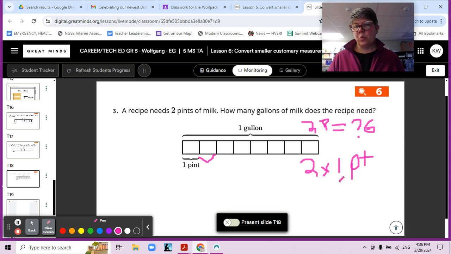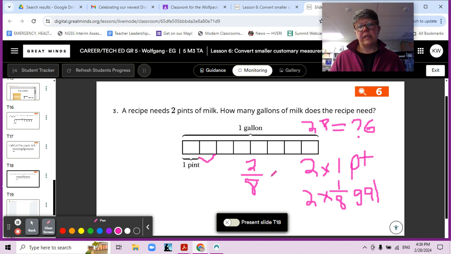1 pint is 1/8 of a gallon, right? 1 pint is 1/8 because there's 8 of them in 1 gallon. So that's 1/8 of a gallon times 2 because we need 2 pints. Okay? So then 2 times 1/8 is 2/8. And that's all we need to do. It's 2/8 of a gallon. So please write a sentence saying that 2 pints is 2/8 of a gallon.